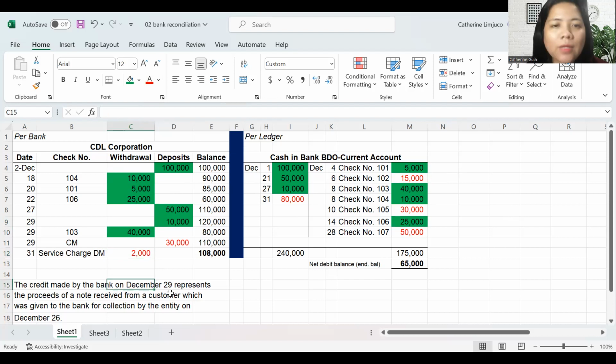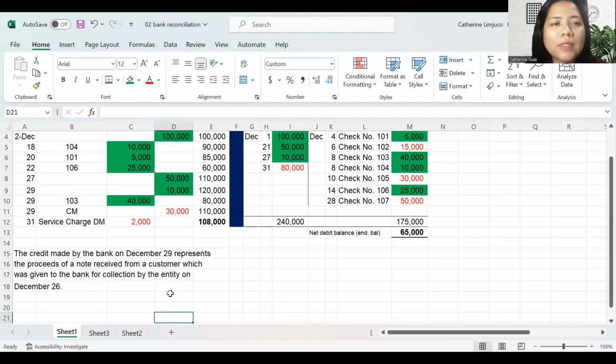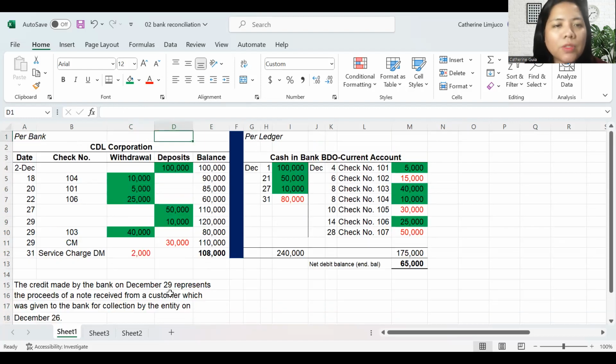And please take note of the additional information related to our bank reconciliation. It says here that the credit made by the bank on December 29 represents the proceeds of a note received from a customer which was given to the bank for collection by the entity on December 26. So on December 29, this 30,000 represents the collection made by the bank as payment of our customer. Okay, so with that, the entity gave an authority to the bank to collect the amount of 30,000 from the customer on their behalf.